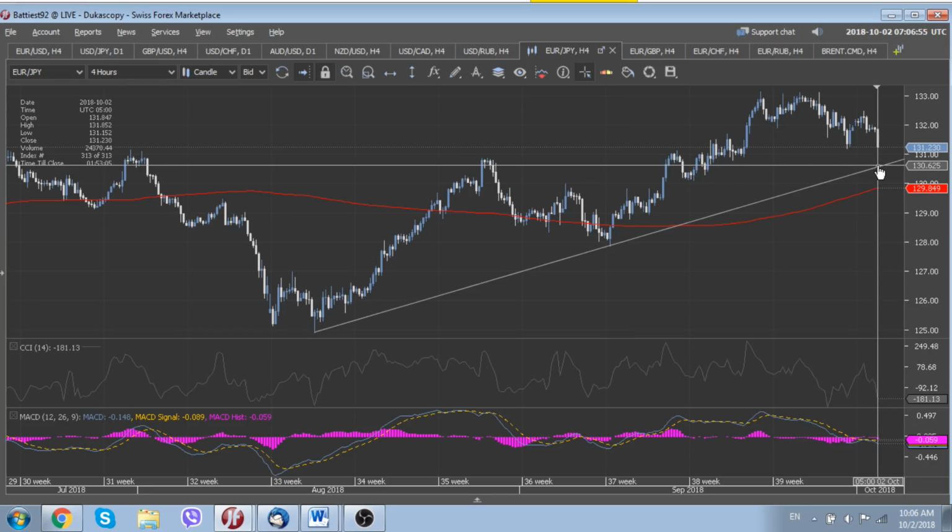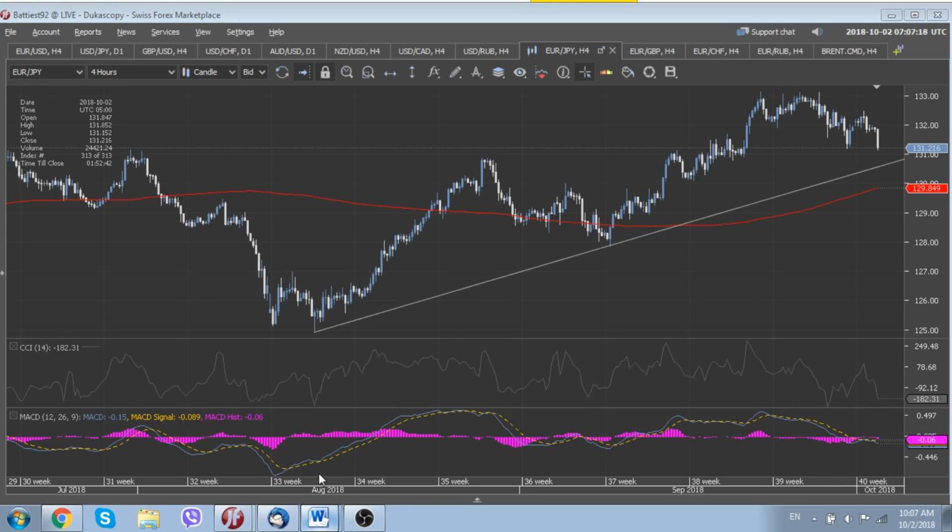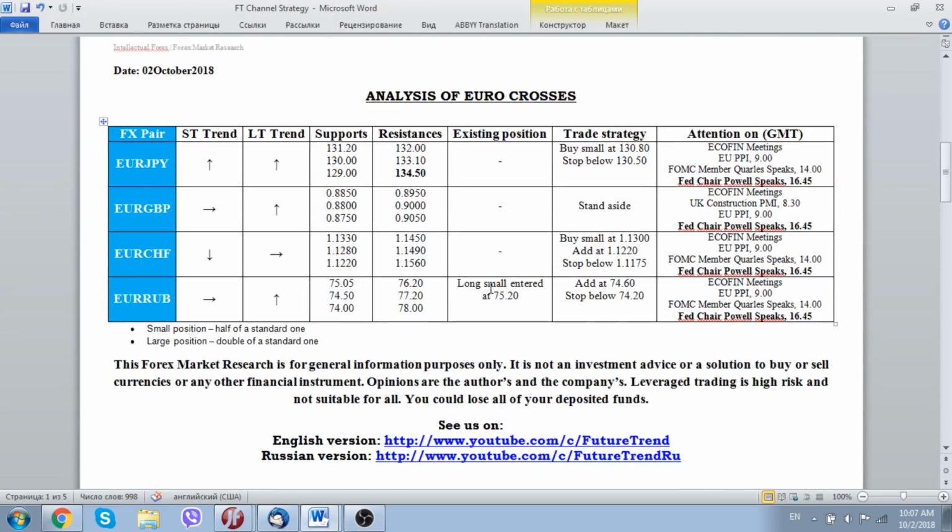Of course, from the point of view of the longer term, there is an uptrend line located around 130.60 that could be tested during today's session, but we will try to use such an opportunity to enter a fresh long position in the euro currency. Let's see our analysis of euro crosses. We will put a really very small stop loss on such a position just below 130.50, below the aforementioned uptrend line.